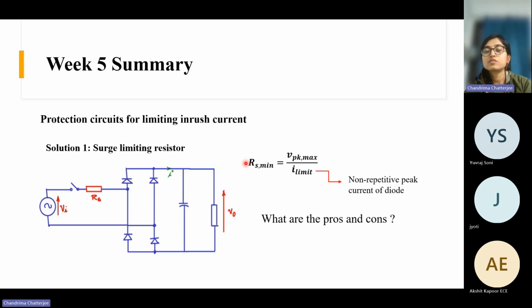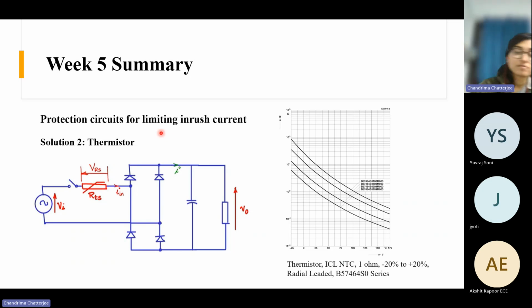Okay. So there are some other solutions also, so that we can reduce this loss. This is the first solution. The second solution is the thermistor. So what is a thermistor? A thermistor is a resistor whose value changes with temperature.